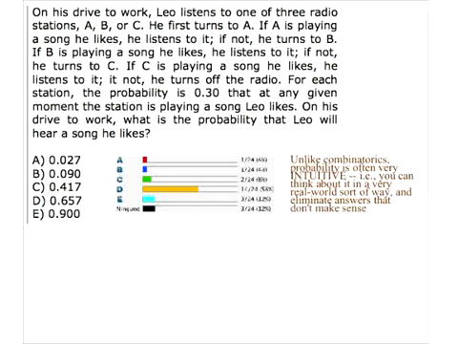For instance, Leo is flipping through 3 different stations, and if you get a song that works at any point, then you win. So answers A and B don't make sense, because the chance that you get a song you like on the first station that you flip to is already 30%. So if you have to guess, then use intuition to rule out answers that don't make sense.